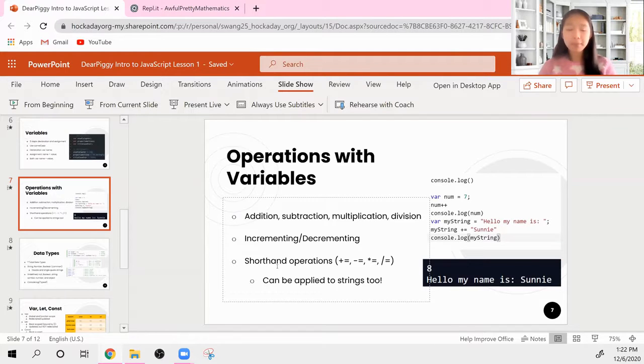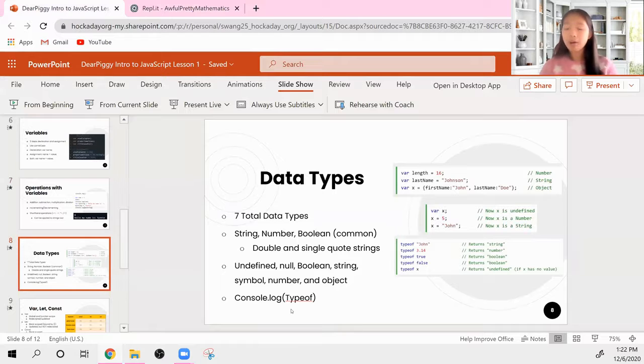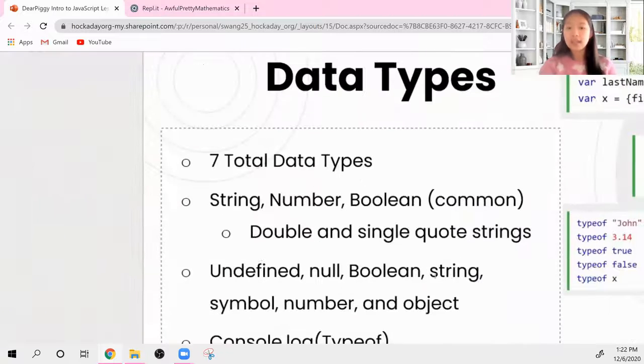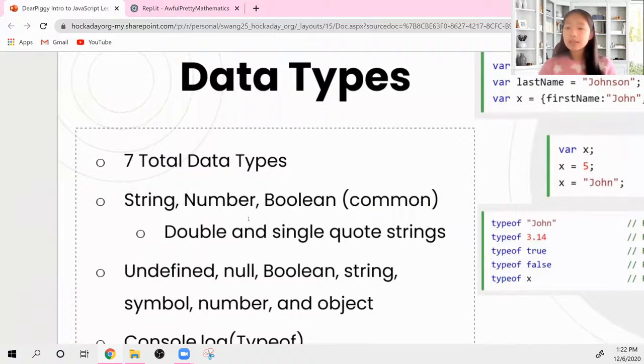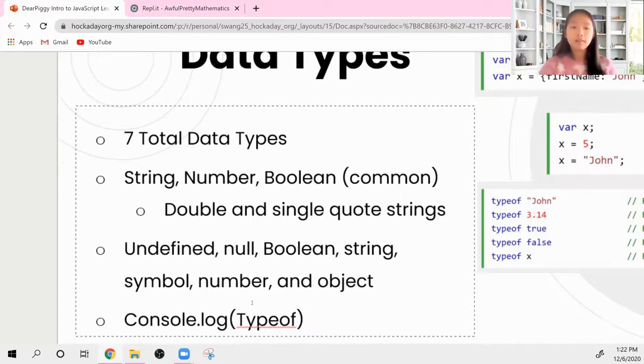The last big topic that we have to conquer is data types. We've already talked about data types quite a bit. We've talked about strings and numbers. These are both called data types in JavaScript. So in JavaScript, there are 7 total data types. They are undefined, null, Boolean, string, symbol, number, and object. There are 3 that you will use most commonly: string, number, and Boolean.